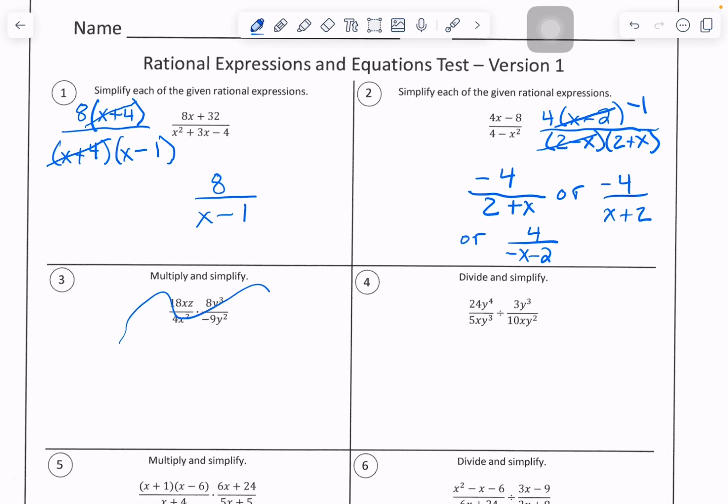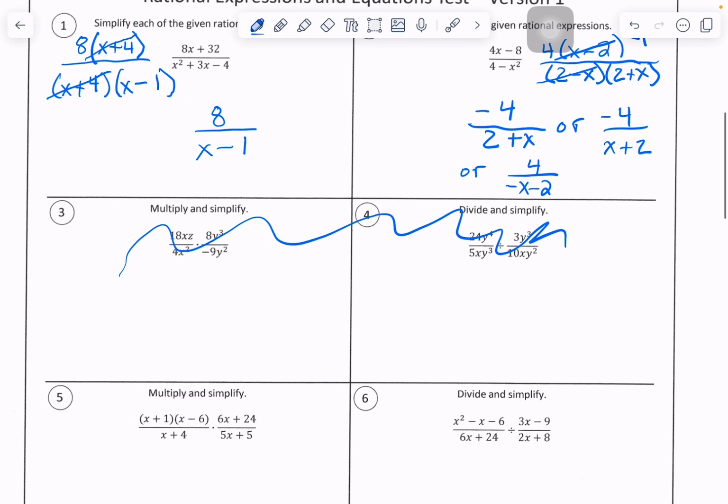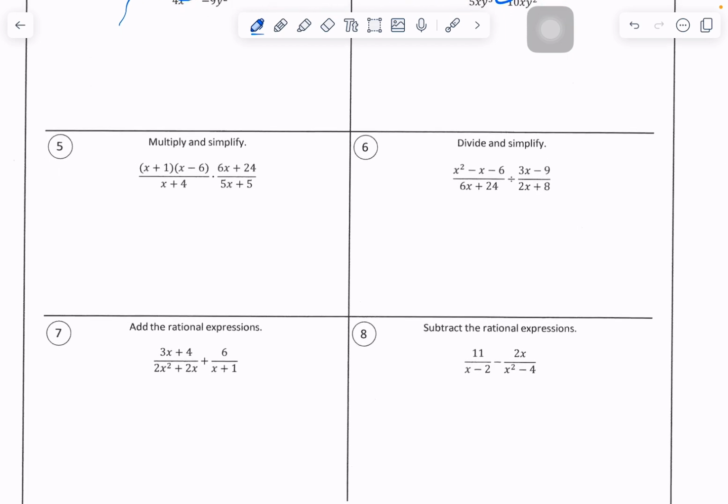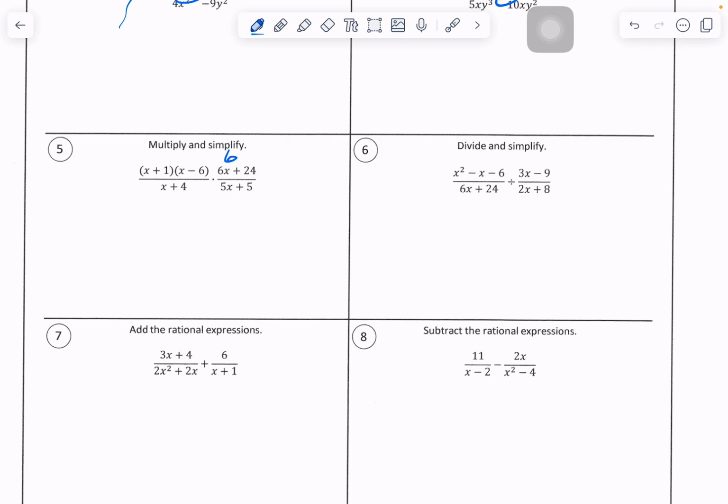All right, I told you there'll be no monomials. We get down to number 5. Again, we're going to factor what can be factored. In the numerator, 6x plus 24 becomes 6 times x plus 4. In the denominator, this becomes 5 times x plus 1. Okay, because it's multiplication, we don't have to keep, change, flip. It's just what it is, right?